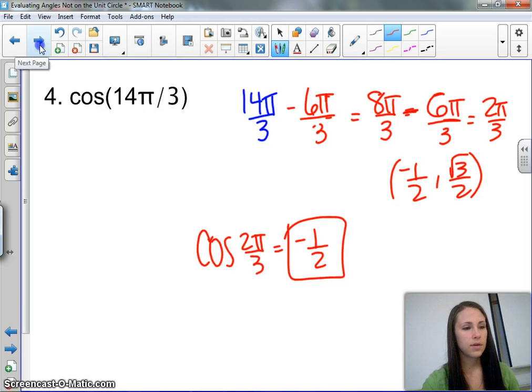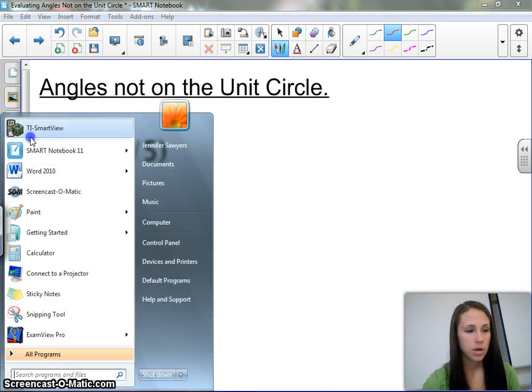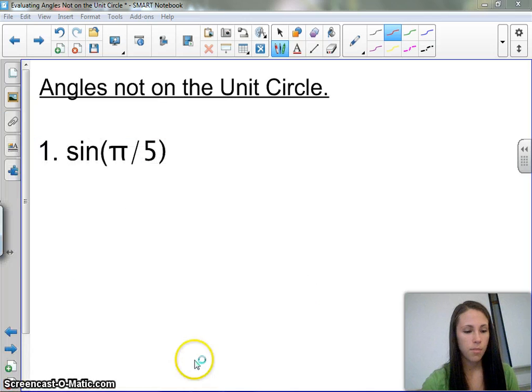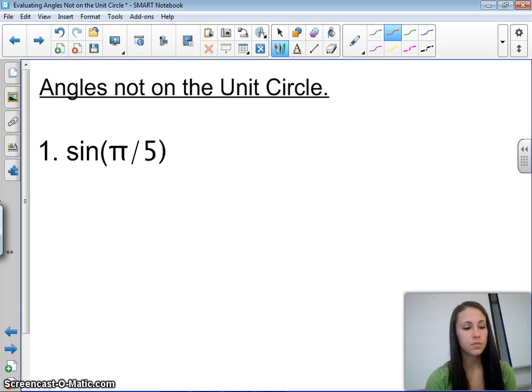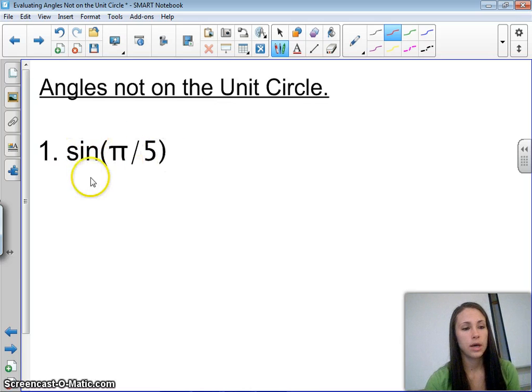Alright, the last kind of angles that we're going to have are angles that are never going to be on the unit circle. And so when you have angles like this, you're going to need to use your calculator. And so let's go open our calculator. Alright, so I need to use my calculator. I opened my calculator up. And so the way that I'm going to do these is by typing these in just like they are, if they're sine, cosine, or tangent, because we have a button for those. If they're not, then I'm going to show you how we're going to go about doing these.